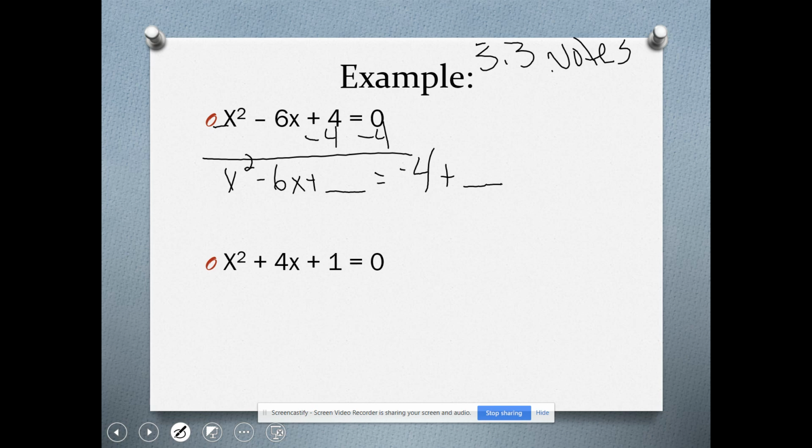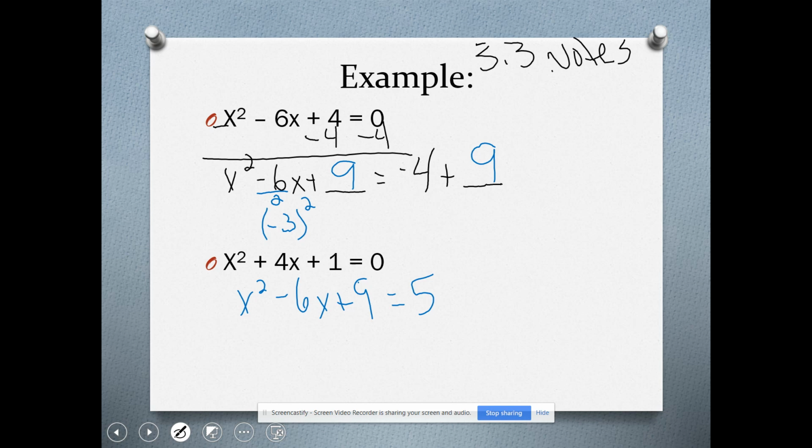I'm going to go ahead and add a blank on the opposite side here as well, because remember, whatever you do to one side, you also have to do to the other. So we take half of the b term, which is negative 3, and square it. Negative 3 times negative 3. I also add that positive 9 on the right side. So on the left, we have x squared minus 6x plus 9 is equal to, on the right side, negative 4 plus 9 is 5.